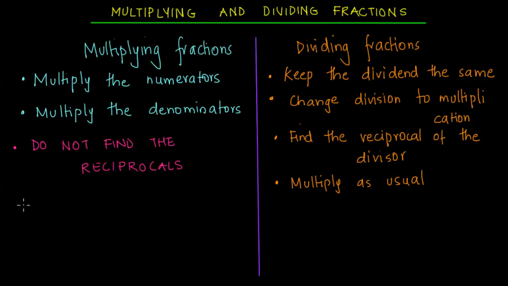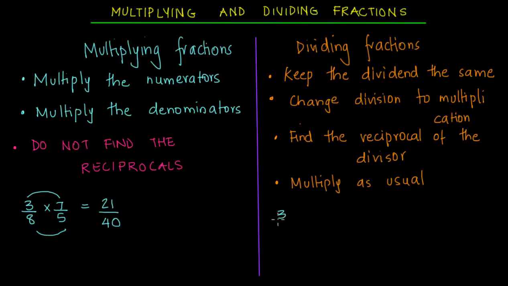So for example, if you're doing 3/8 times 7/5, you just multiply the numerators. So 3 times 7 is 21. And you multiply the denominators. 8 times 5 is 40. And if you're able to simplify, you should simplify it. But in this case, you cannot, so we leave it at this. Now let's take an example for division.